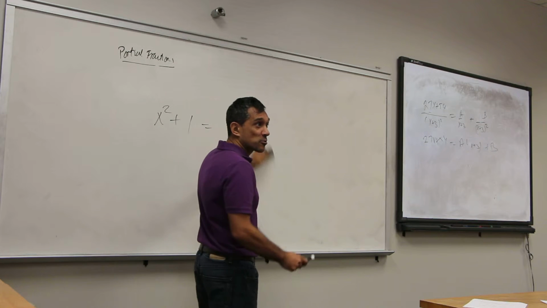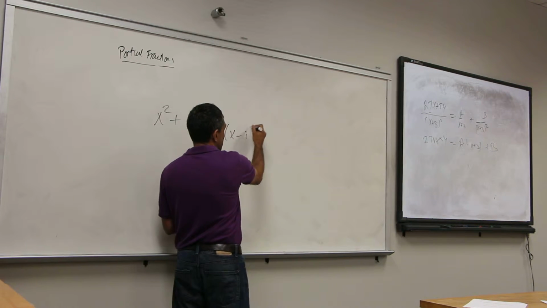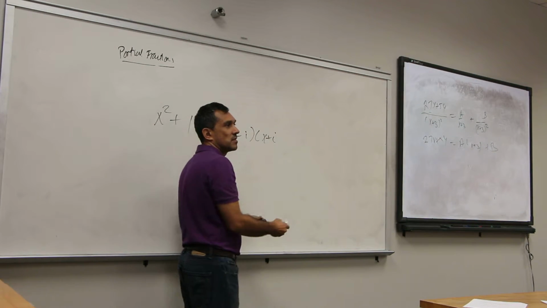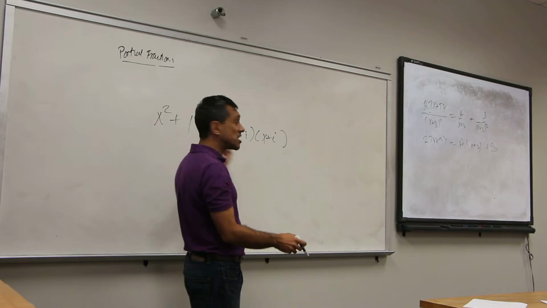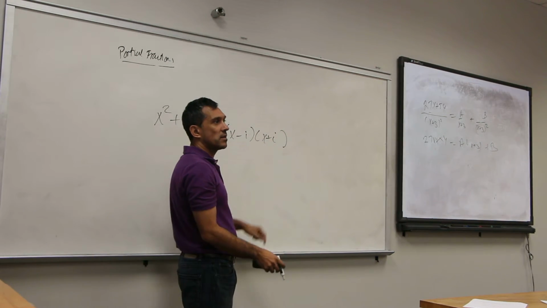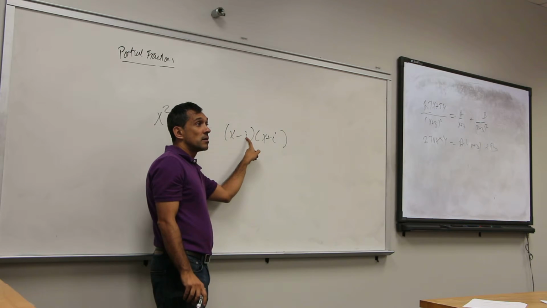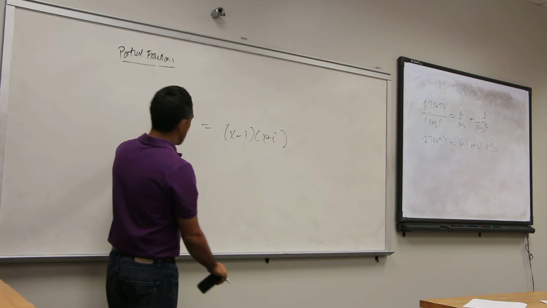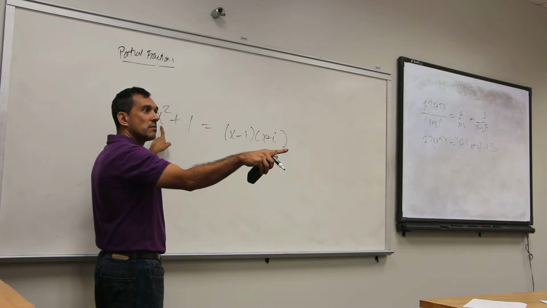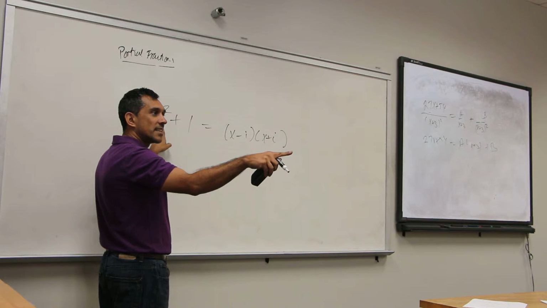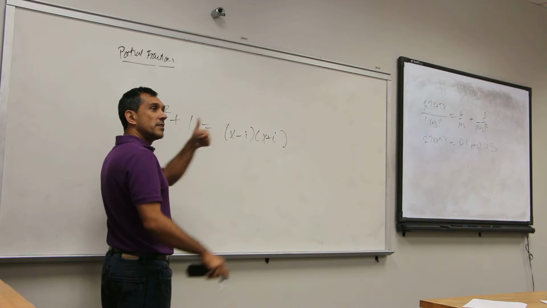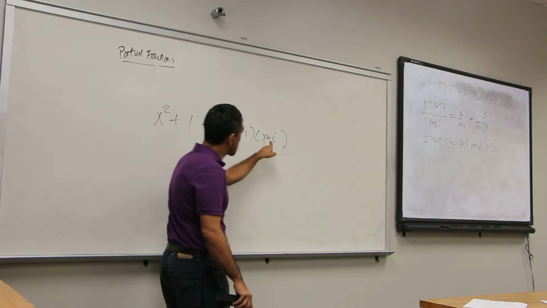If you really want to know how to factor this, it should be this. That is to say, the zeros of this thing are i and -i. You don't believe me? Let's see. Plug in i here, what do you get? 0. Let's do it here. i times i is -1 plus 1. Yes. Let's try -i.